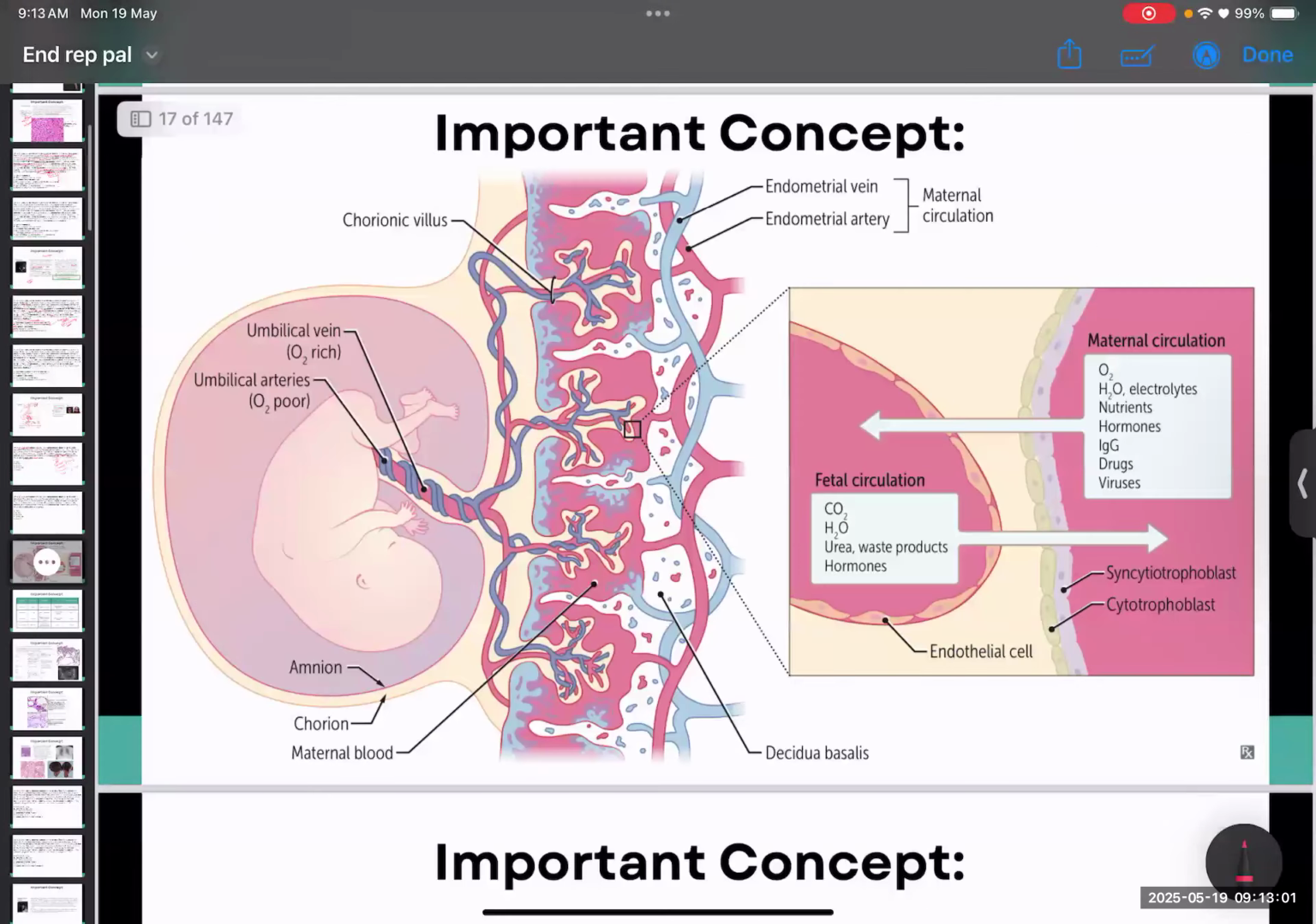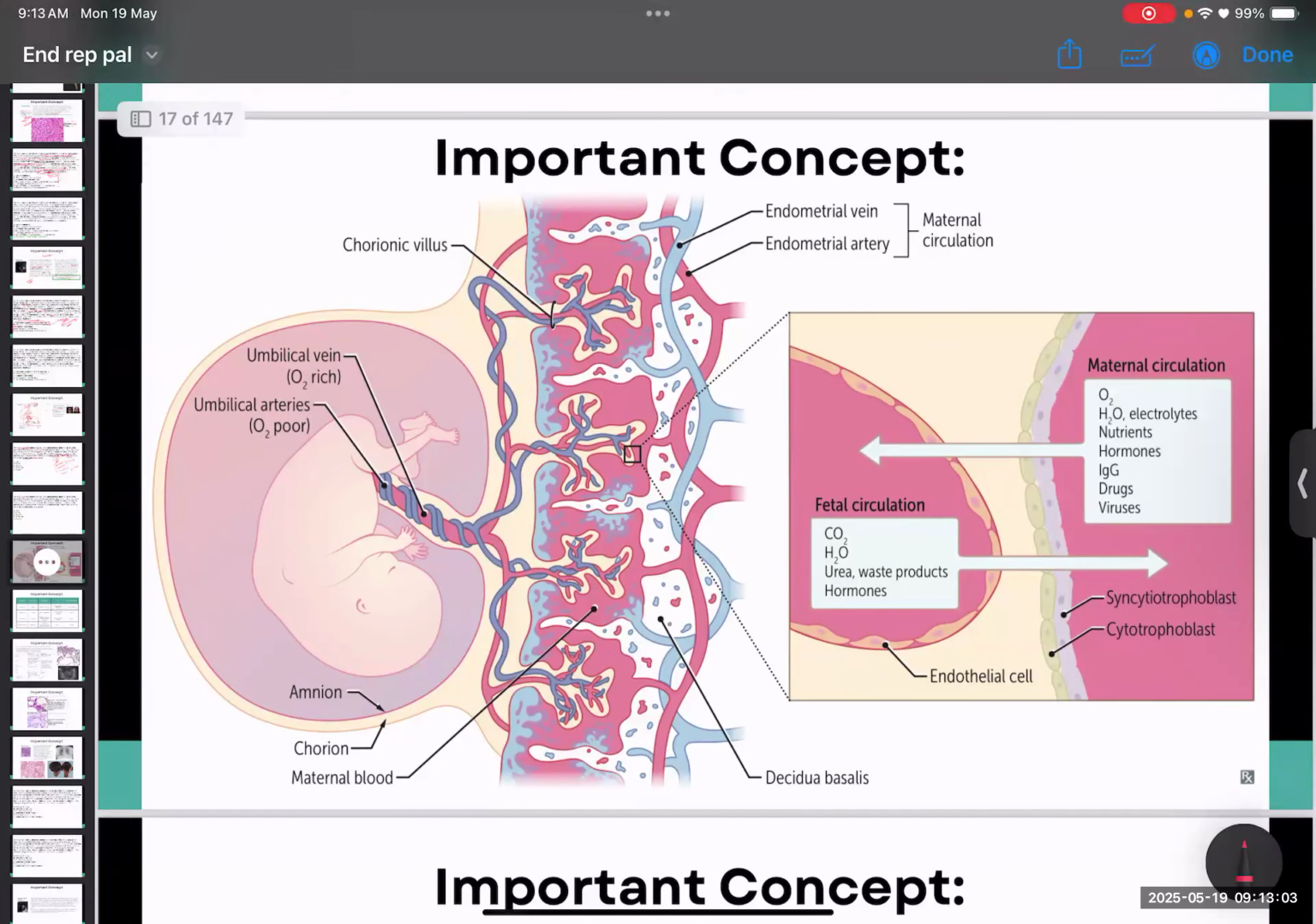So starting off with the placenta, the placenta itself is made up of a functional unit called the chorionic villi, and that chorionic villi is further lined by syncytial trophoblasts and cytotrophoblasts. Together, they're just called trophoblasts. And if something's wrong within the trophoblast, essentially something's going to be wrong within that chorionic villi.